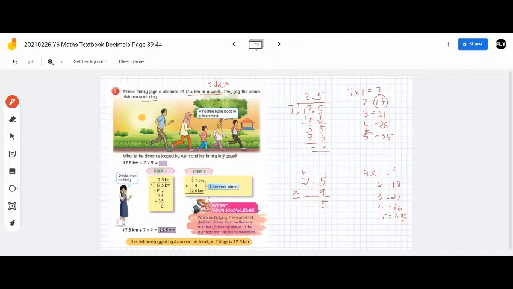18 plus 4 is 22. Don't forget that you have a decimal point here. You haven't finished yet. You have a decimal place, 1 decimal place. So same thing, you have to move 1 decimal place as well. So your answer will be 22.5 km. Okay, so 22.5 km. So the distance jogged by Azim and his family in 9 days is 22.5 km. So the answers are the same.